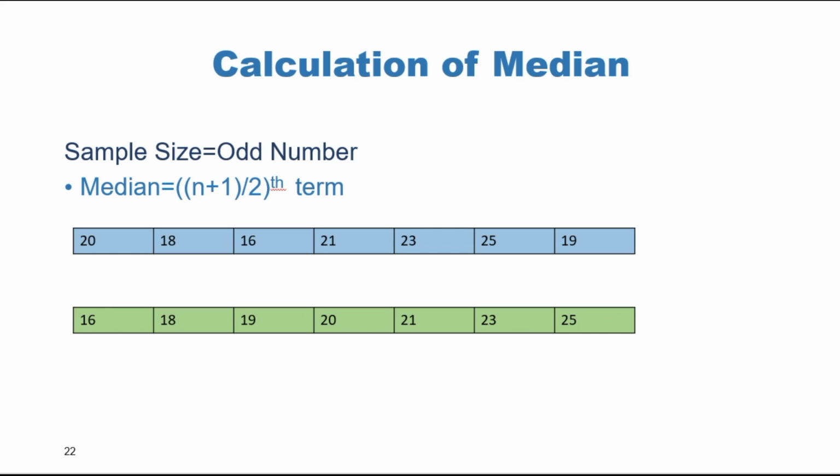So if we have odd number of observations, like here we have 7 observations, 7 is an odd number. So in that case, here the blue box indicates the raw data, and in a green box we arrange it in ascending order, and then we pick up the middle term. So 20 will be the median for this data set. If you want to use formula, then its formula is n plus 1 by 2th term.